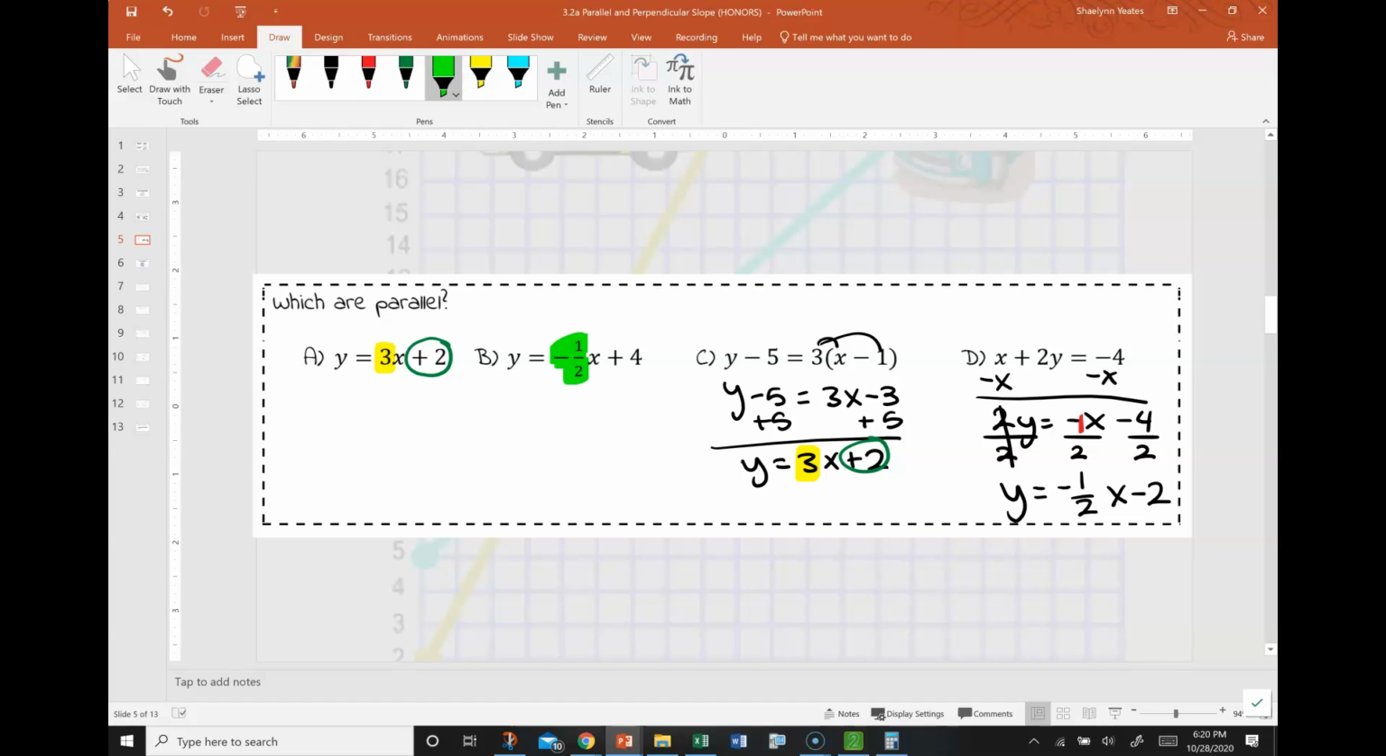So we've got negative 1/2. Is there any other line with a slope of negative 1/2? It's right here. It's D. Now that we've checked that, we now need to check the y-intercept. So we've got 4 and negative 2. Because these y-intercepts are not the same, we can say that B is parallel to, that's a symbol for parallel, D.